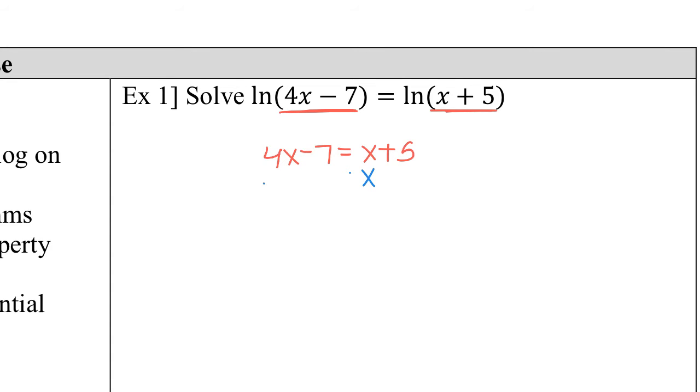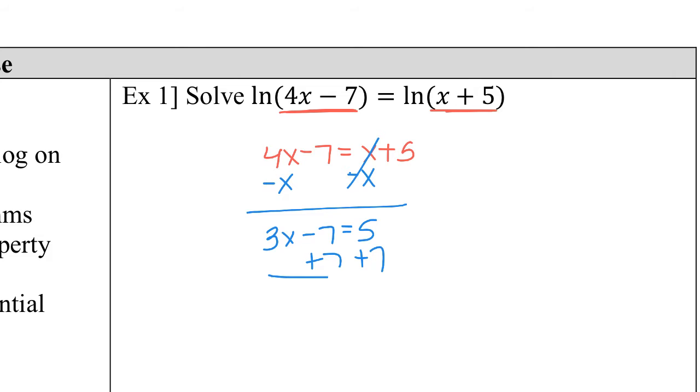I'm going to subtract x from both sides. So I get 3x minus 7 equals 5. Add 7. 3x equals 12. And divide by 3, x is equal to 4. Now, with logarithms, you have to check and make sure that you don't have a negative inside of a log. So before you stop and say, boom, there's your solution, you have to go back and check.